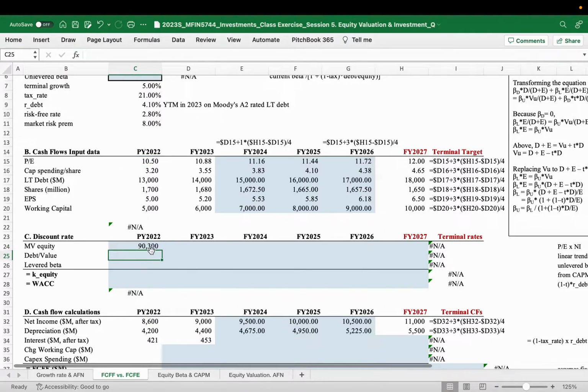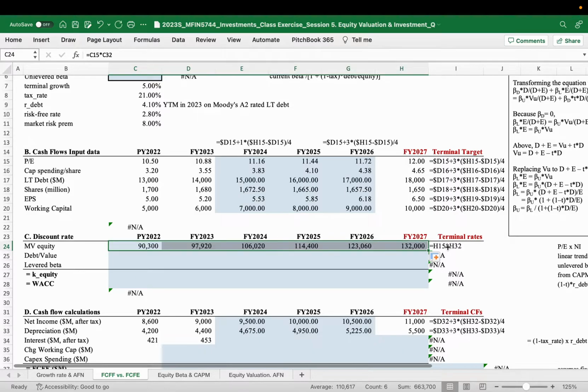So we got this market value of equity. And then let's drag it to the right. So we have the assumption here, the forecasting, the market value of equity: market price, the stock price times the number of shares outstanding. Once you got it, then we can calculate the debt to value.